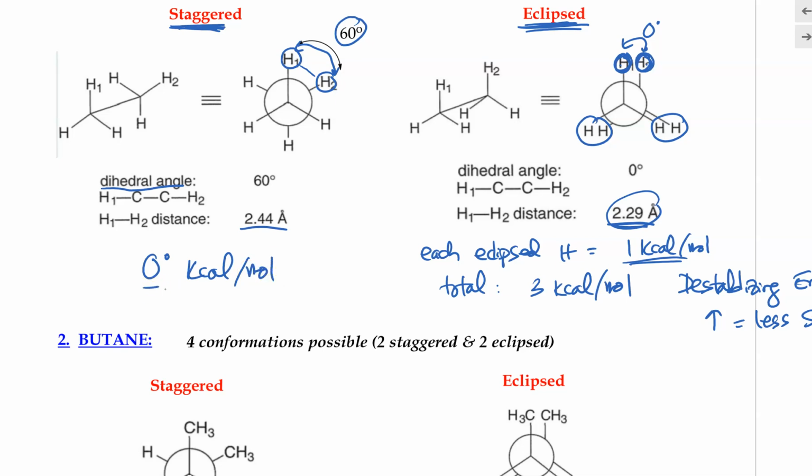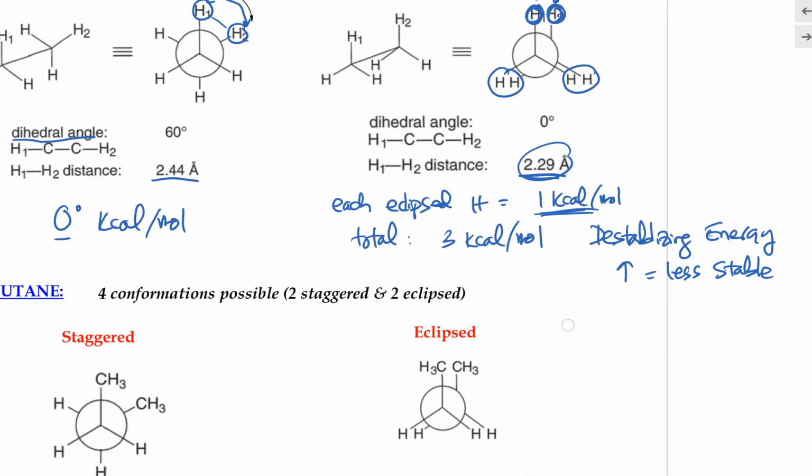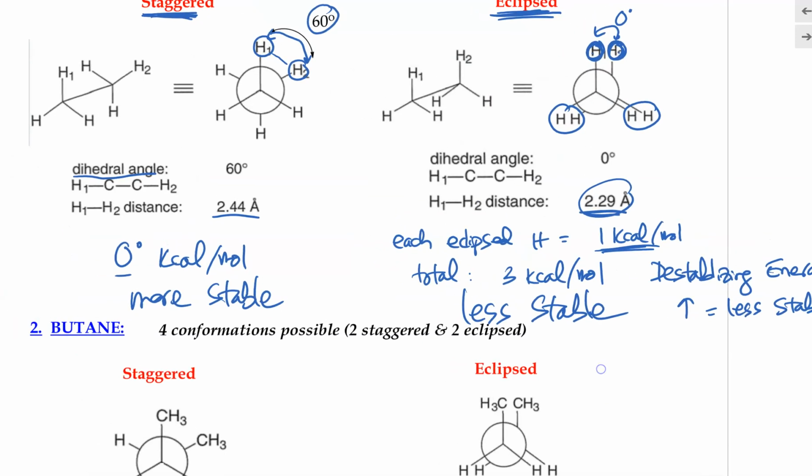And relative to this 0, this will have 1 kilocalorie per mole for each of the sets of equivalent eclipsing hydrogens. So we will see in this case that this will be the less stable conformation, and this will be the more stable conformation, by about 3 kilocalories per mole between the two conformations.